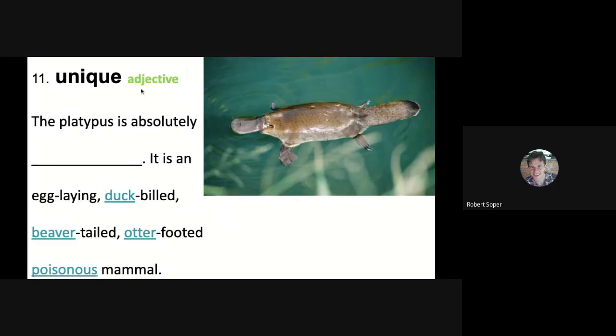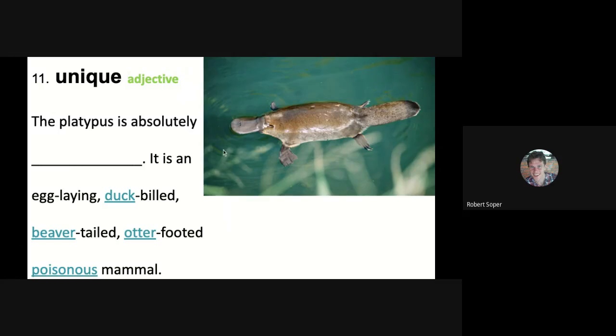This next word is unique. Thankfully, you've been introduced to this one already. You should know what unique means. A good go-to definition for unique is one of a kind. So if something is unique, we can describe it as special or one of a kind.